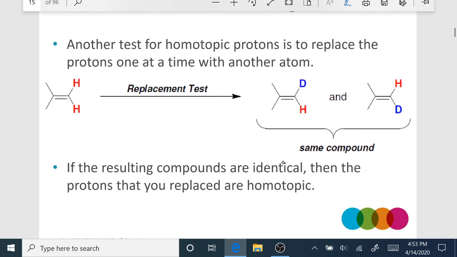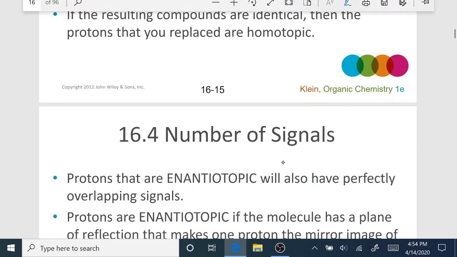So another test to determine if they're homotopic or if they're equivalent is to replace one of them with something else. So we're replacing one of these hydrogens with a deuterium, and we flip the molecule over, and we can't tell the difference between the two. So these two would be the same compound. If replacement gives us the same compound, because we can flip them over on top of each other and they would be the same, they would be identical compounds, then those hydrogens are homotopic.